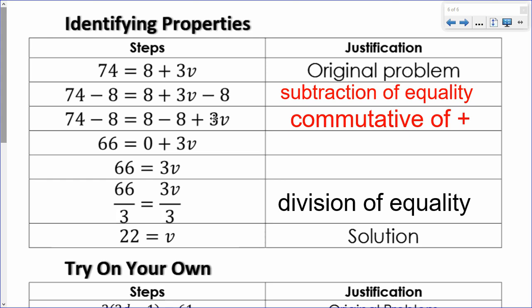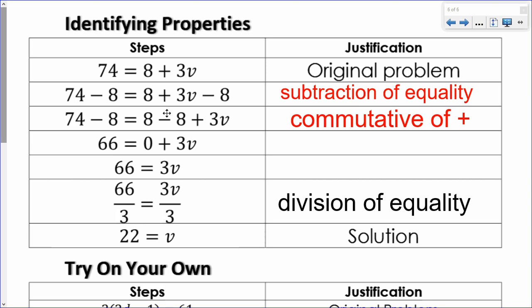The next thing we did, we did a couple things. We went from 74 minus 8 to 66. Okay? We replaced 74 minus 8 with 66. That was an example of substitution. Okay? Substitution is kind of the secondary thing that happened. It's not our main focus because it wasn't about the side with the b on it. Okay?